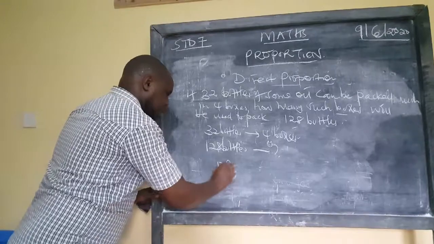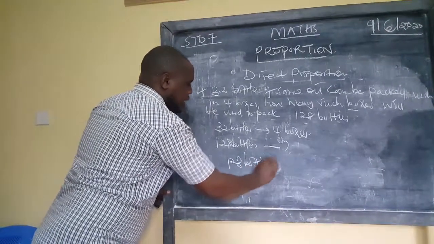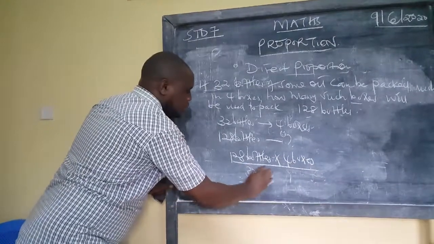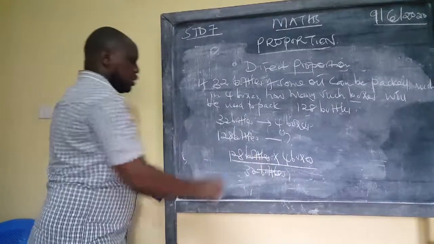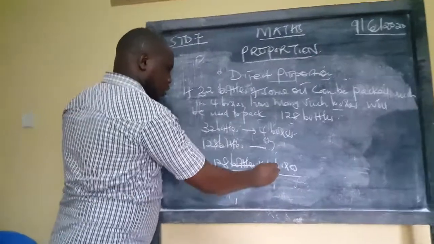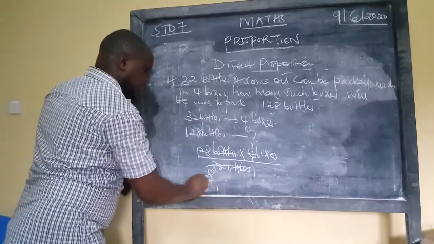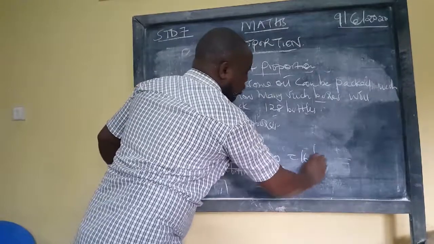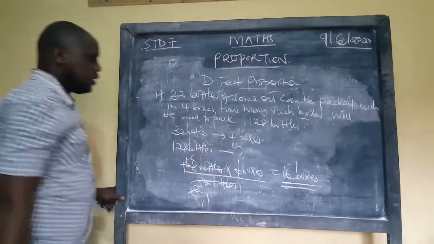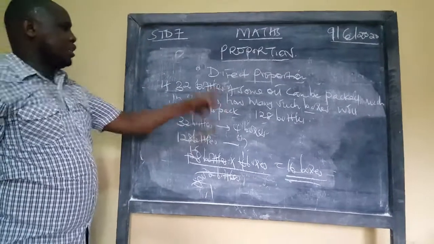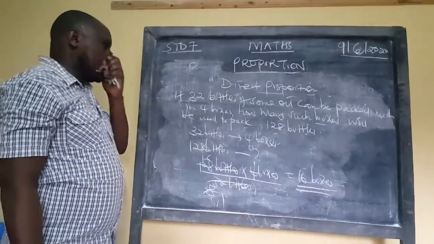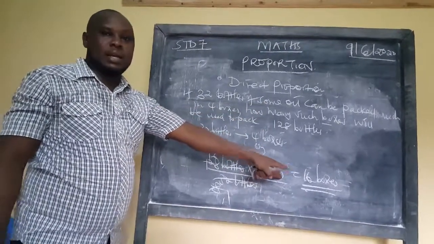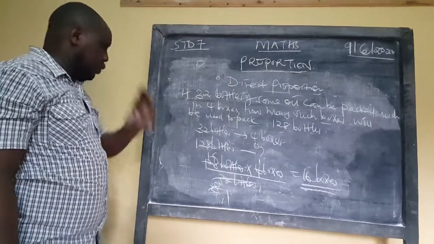So if you bring bottles on this side, we'll have boxes and bottles, which is not the same unit. So 128 bottles times 4 boxes over 2 bottles. Bottles and bottles will cancel. So you get 16 boxes will be required to pack 128 bottles. Because you can see that 2 can be packed in 4, then 128 will be packed in 16 boxes. So that's how we will do it.